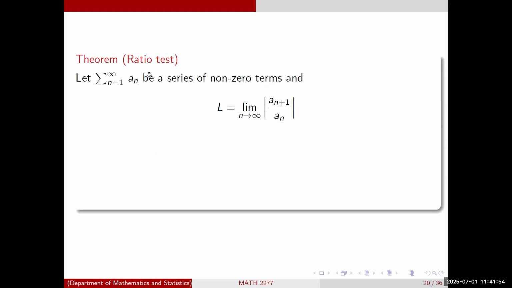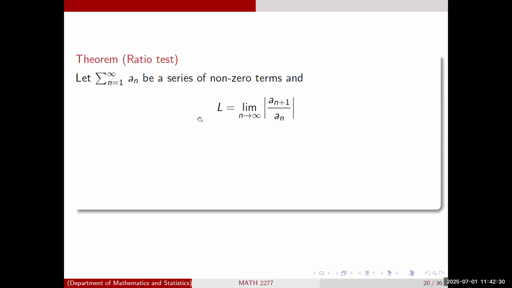Okay, so here's the next useful test, the ratio test. And this one is saying if you have some series a_n, so this is a series of non-negative terms, oh sorry, non-zero terms. So for the ratio test, the terms are allowed to be either positive or negative. They just cannot be zero. Okay, so for the ratio test, you don't really have many restrictions on the terms.